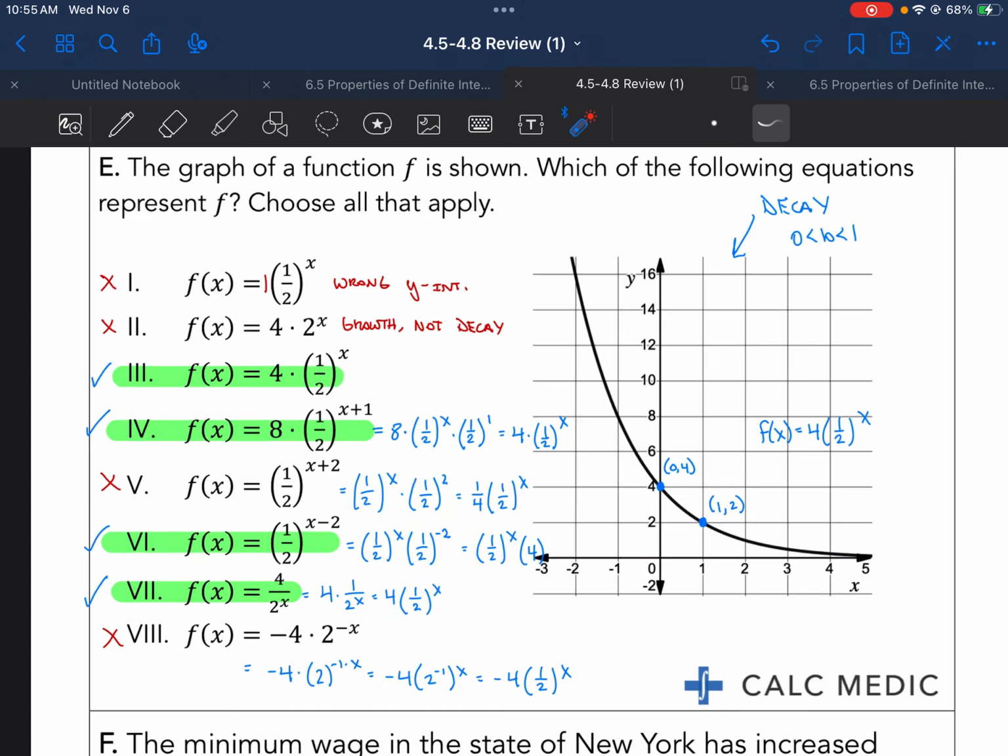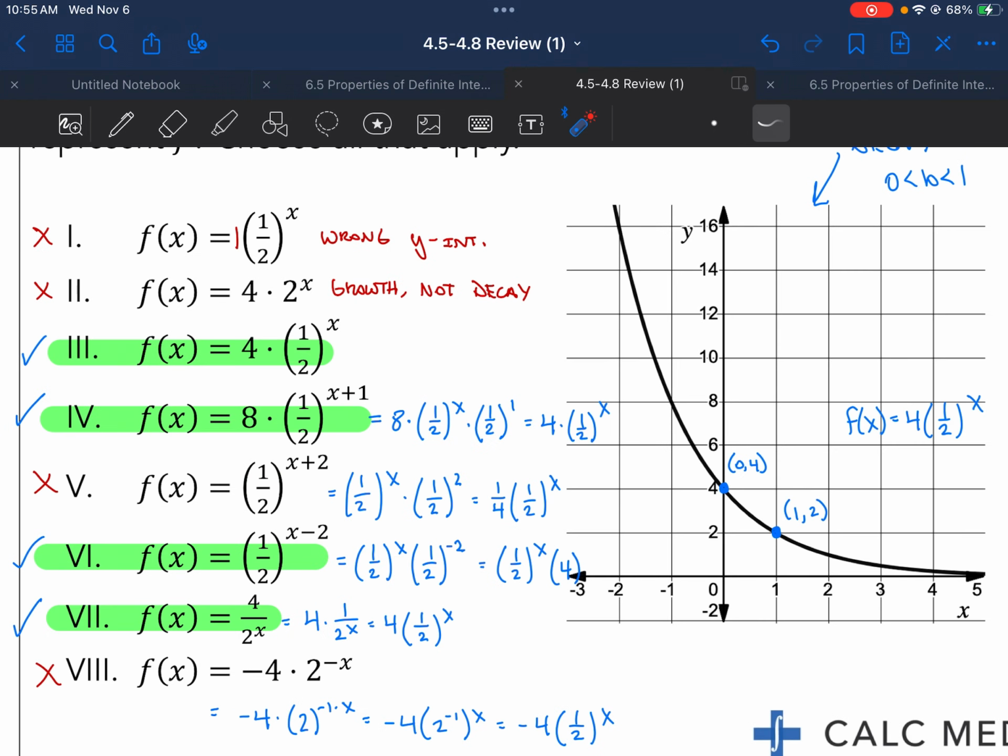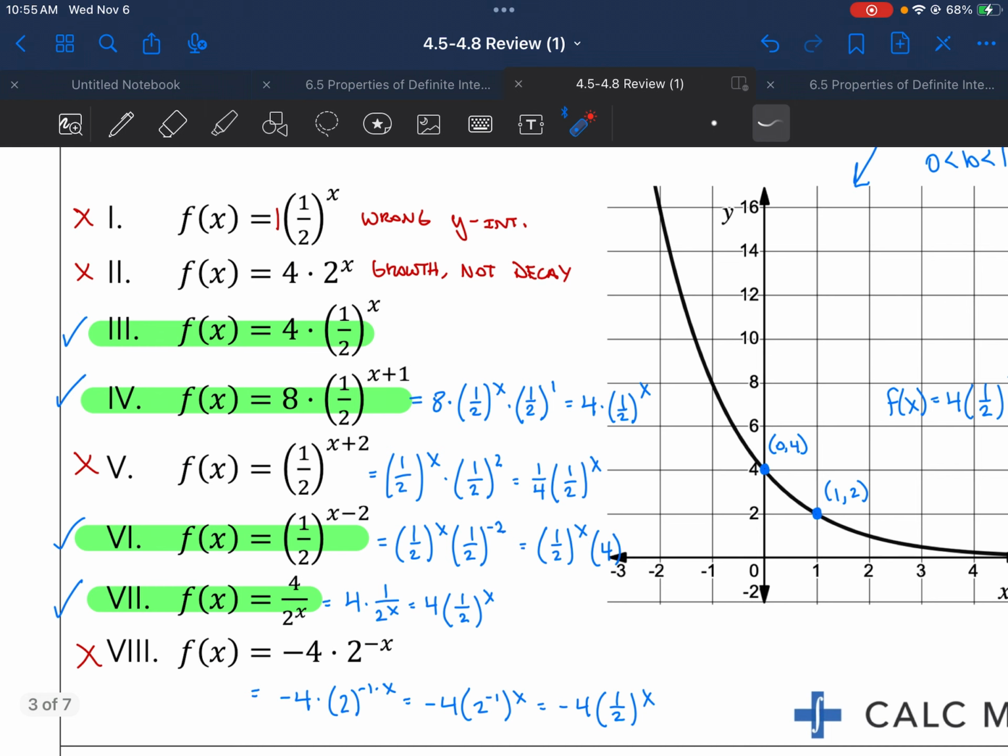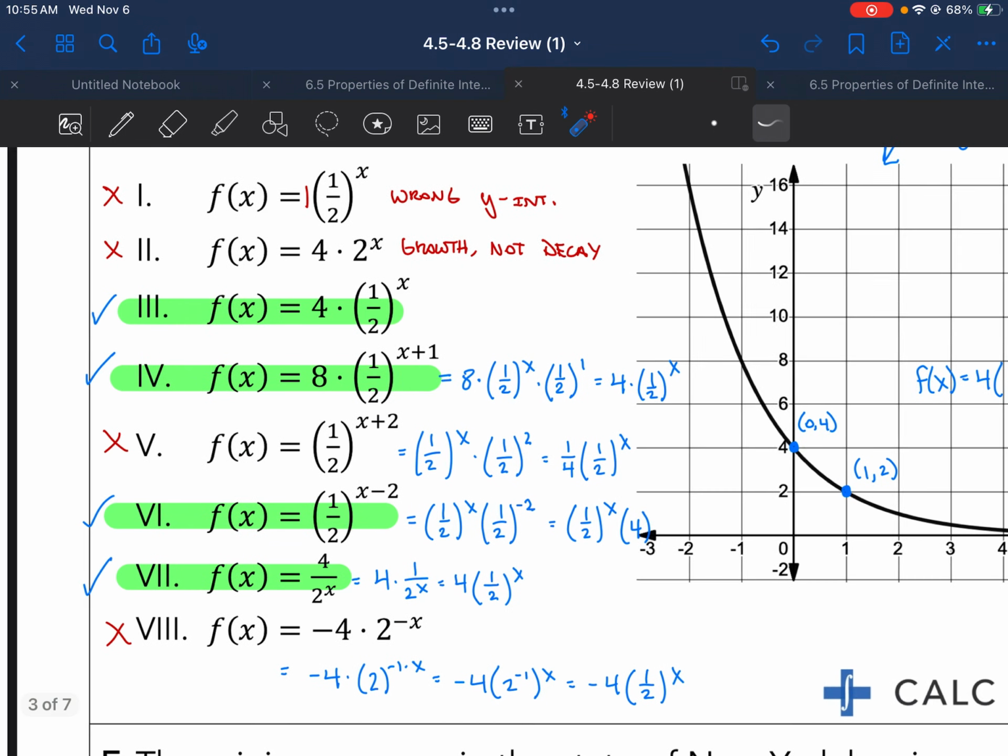Option 4, if we use some exponent rules, we'll see why option 4 is the same thing. This 1/2 to the x plus 1 power, well, if you are adding in the exponent, we can take the base and do 1/2 to the x times 1/2 to the first. Well, 1/2 to the first is 1/2. 1/2 times 8 is 4. So now we have 4 times 1/2 to the x power, which is the same thing we have right here. So this one is the same equation, just written in a different way. It's an equivalent form. So option 4 works.